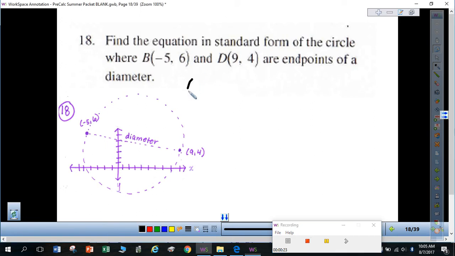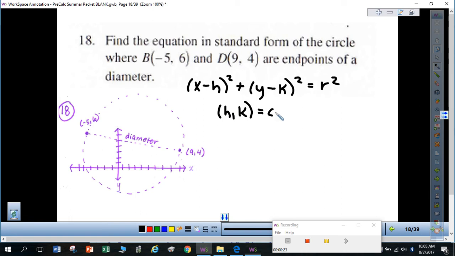So remember, the standard form of an equation, our final answer, will be in the form x minus h quantity squared plus y minus k quantity squared equals r squared. In the standard form, (h, k) is the center of our circle, and r stands for the radius. So first we're going to find the midpoint of this diameter line. That midpoint is going to be the center of our circle.